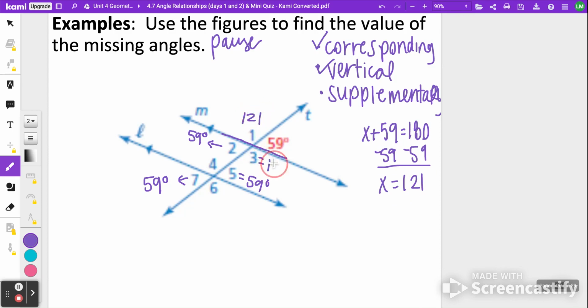Angle 3 is also 121 because they would be vertical. Angle 4 is corresponding to angle 1, so that means angle 4 is also 121 degrees. And angle 4 is opposite or vertical from angle 6, so angle 6 is also 121 degrees.